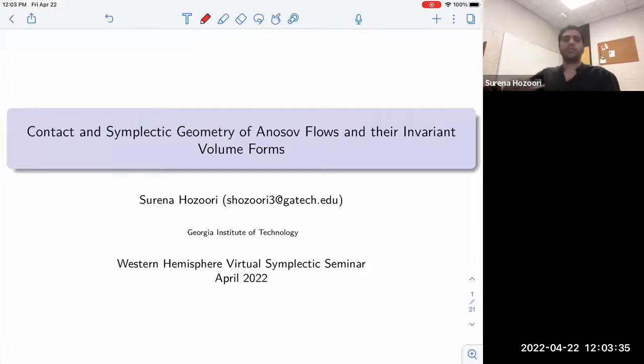So today I'm going to talk about some interactions between contact and symplectic topology and hyperbolic dynamics in low dimensions, in particular Anosov flows in dimension 3. Anosov flows are known to have a very subtle and deep relation to the geometry and topology of the underlying manifold. My goal today is to discuss how, as a contact geometer or symplectic geometer, I would approach these flows.